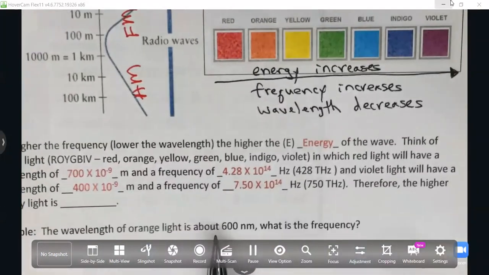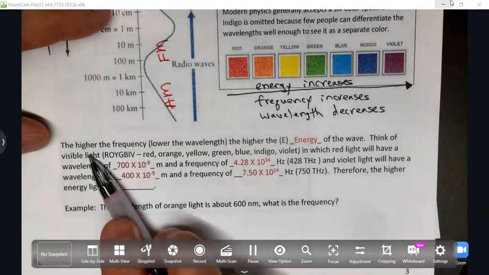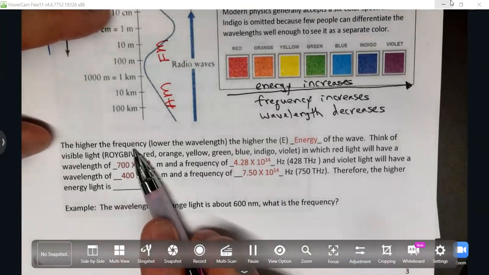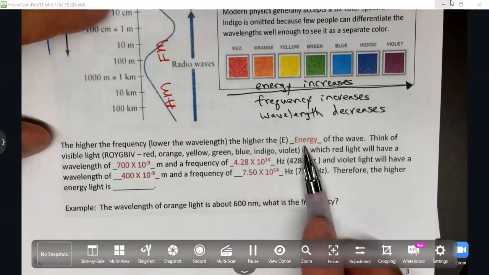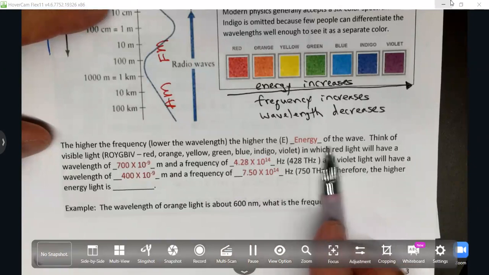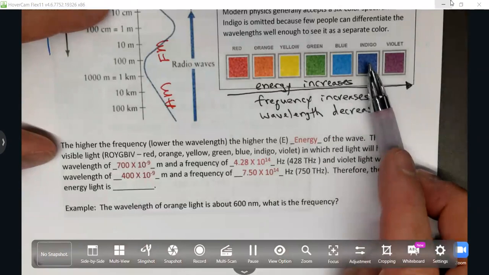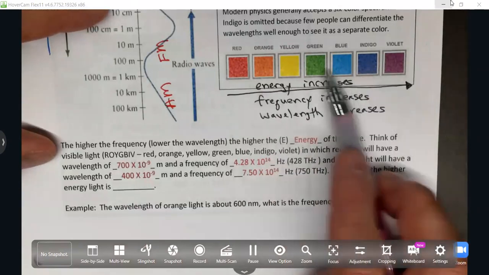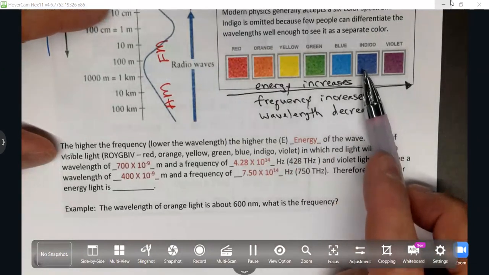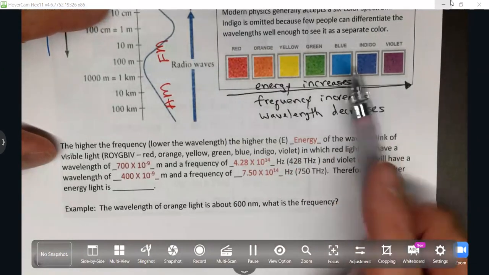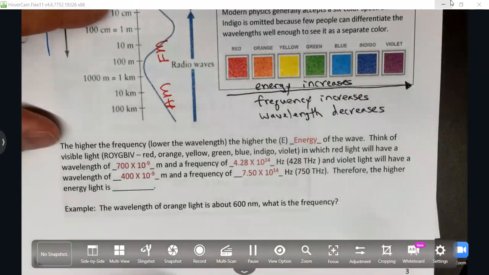Let's go to this page. All right, again, this should be reviewed. The higher the frequency, the lower the wavelength, the higher the energy of the wave. Think of visible light, Roy G. Biv, but they took away indigo. You won't see this. I had to search for a long time to find this, because they say that people cannot distinguish the color of indigo versus blue. They got rid of indigo, just like they got rid of Pluto, huh? How dare they do that after all these years?